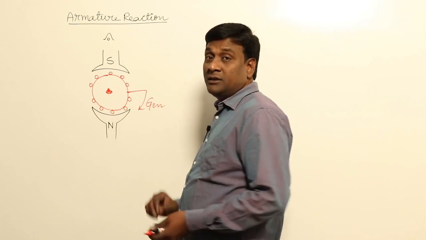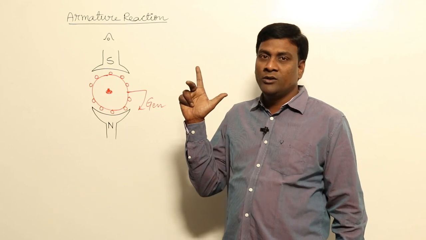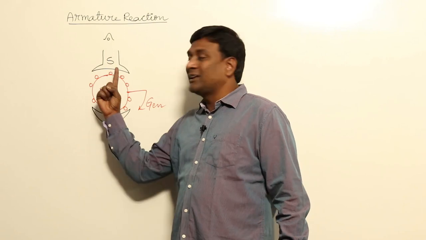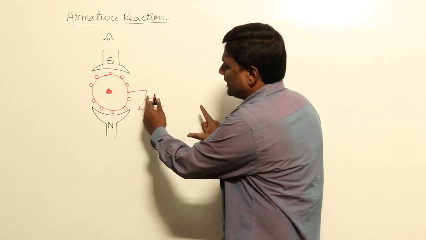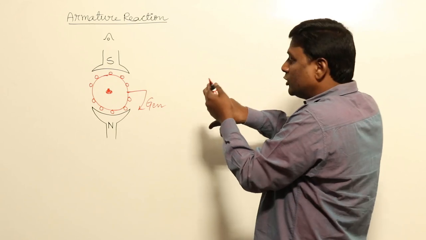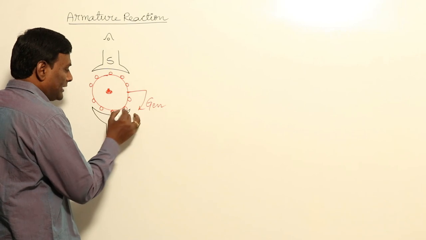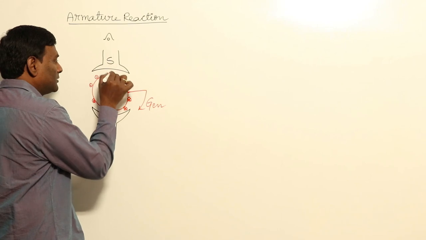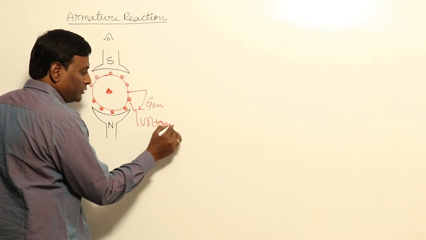In the generator, first of all, the induced voltage direction has to be found. So, right hand rule, as we discussed in basic concepts. Flux is from north to south, and the conductor is rotating in this direction. This conductor is going in this direction, motion of conductor, flux is in this direction, so the induced voltage should be in the direction of crosses. Here, induced voltages are dots.